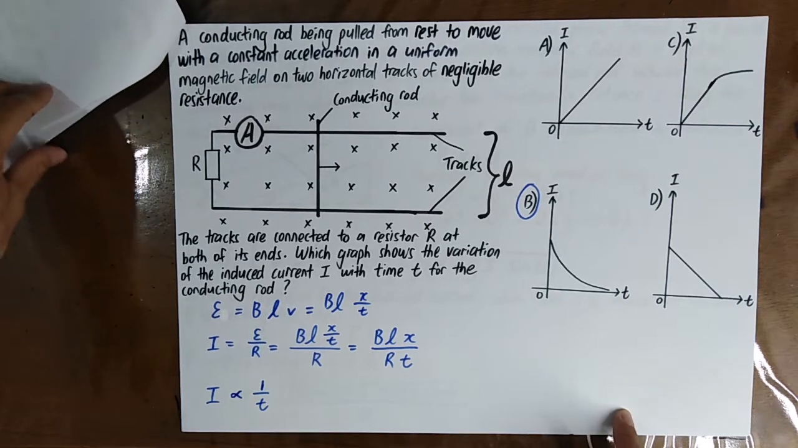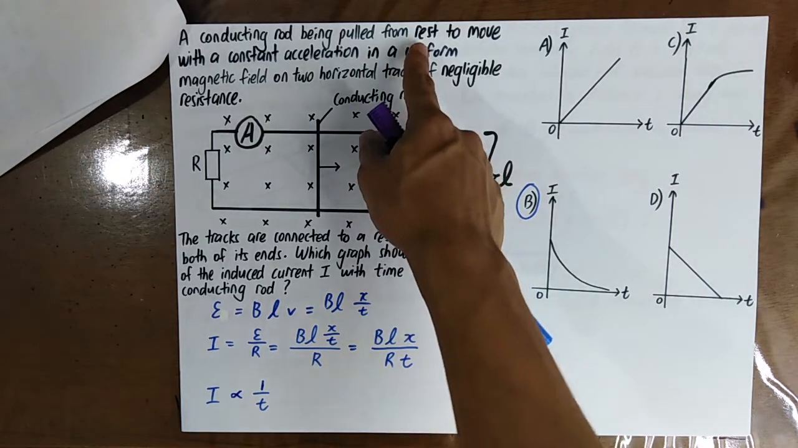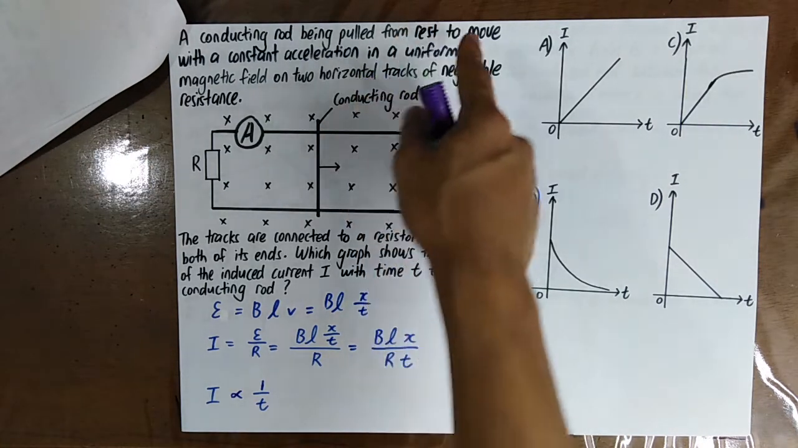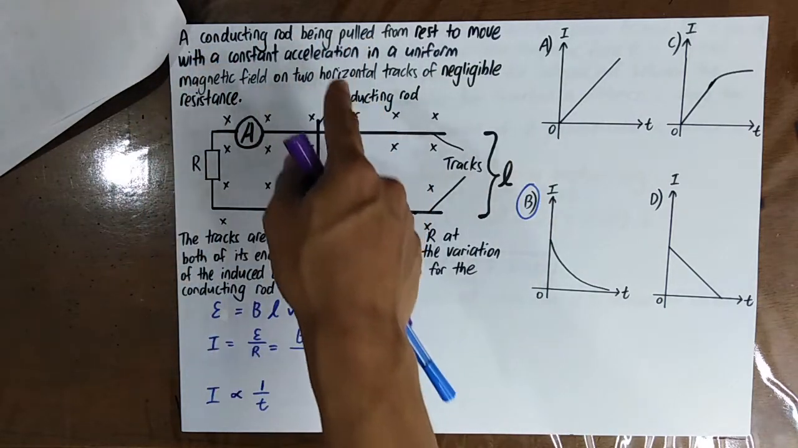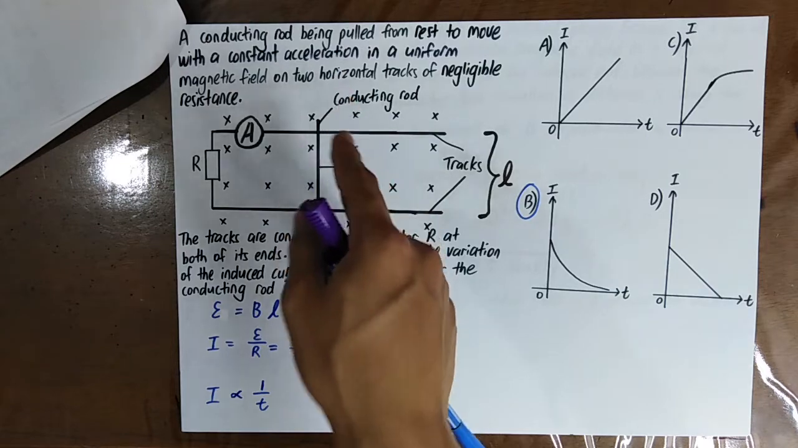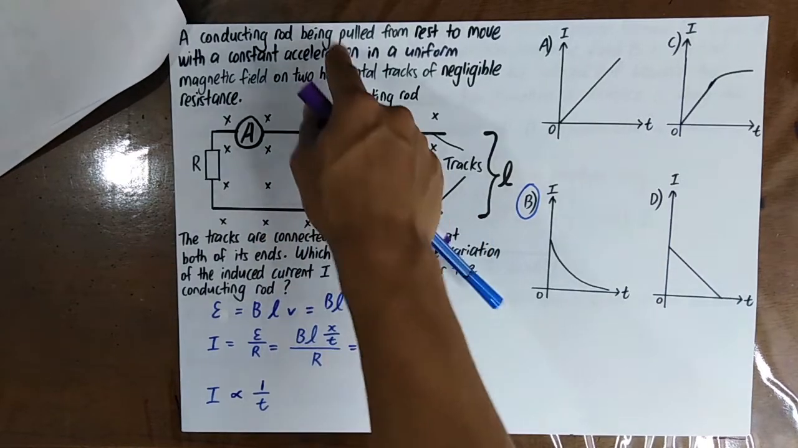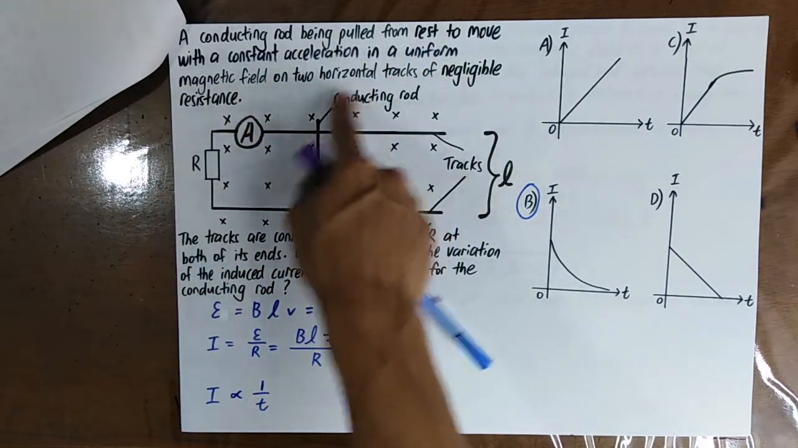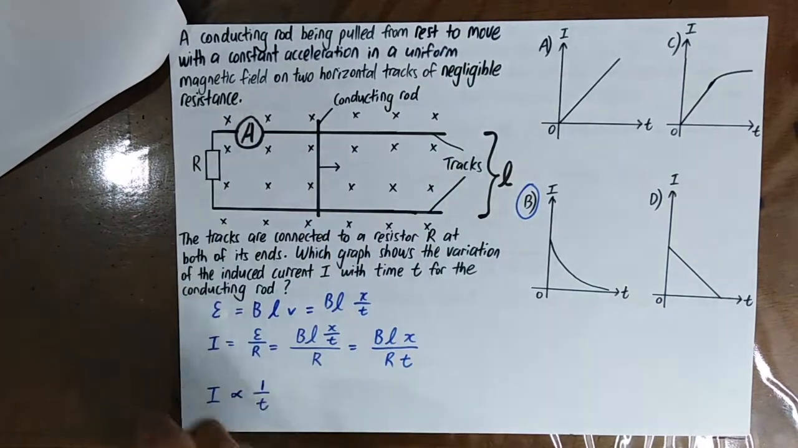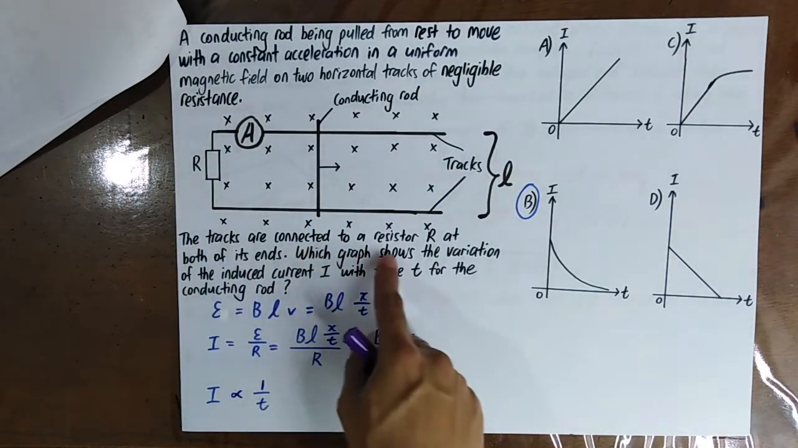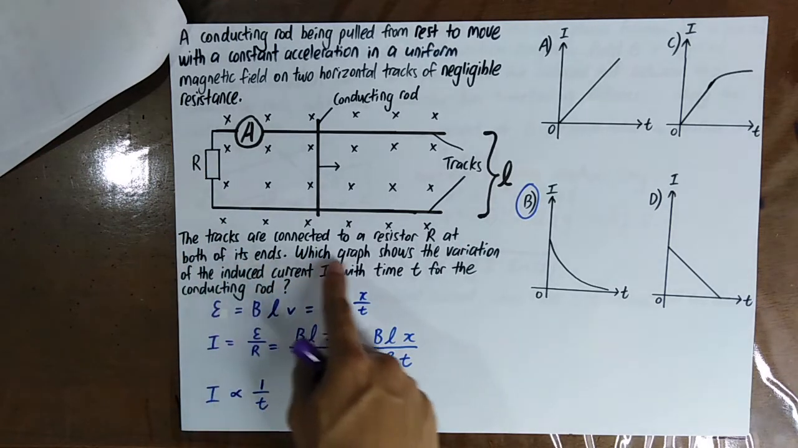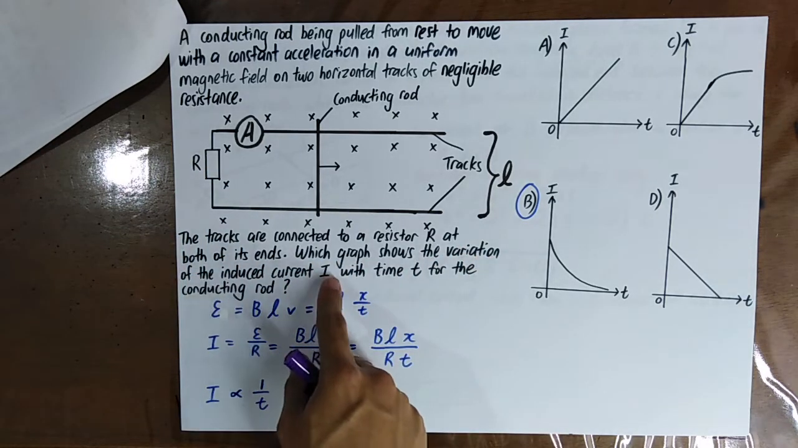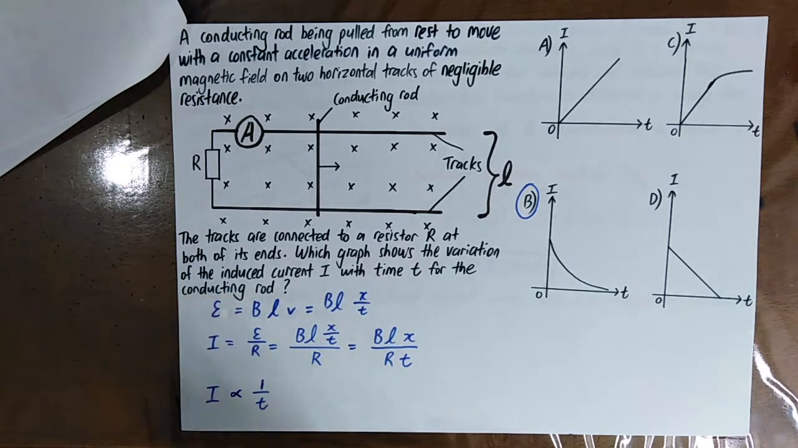A conducting rod is pulled from rest, which means the initial velocity is 0, to move with a constant acceleration, which means the velocity is increasing uniformly, in a uniform magnetic field on two horizontal tracks of negligible resistance. The tracks are connected to a resistor R at both ends. Which graph shows the variation of the induced current with time t for the conducting rod?